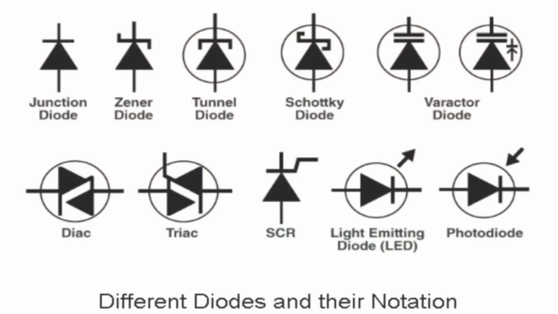Now these are types of diodes: junction diodes, Zener diode, avalanche diode, light emitting diode, Schottky diode, photodiode, PN junction diode, and etc. So this is all about diodes, and thanks everyone.